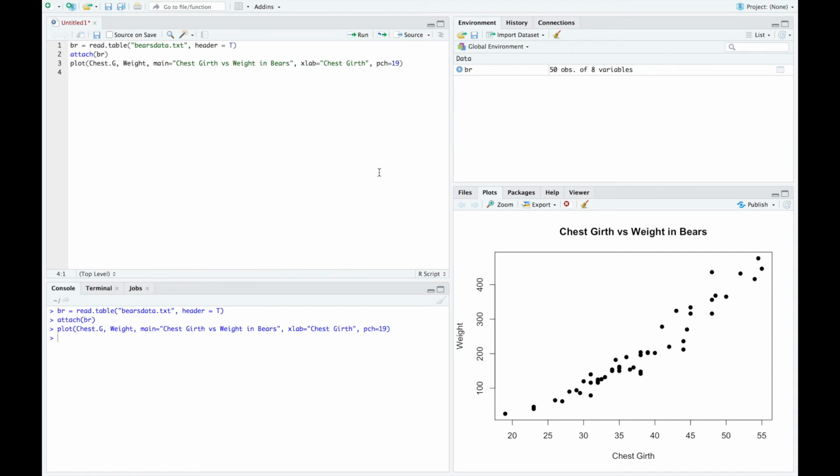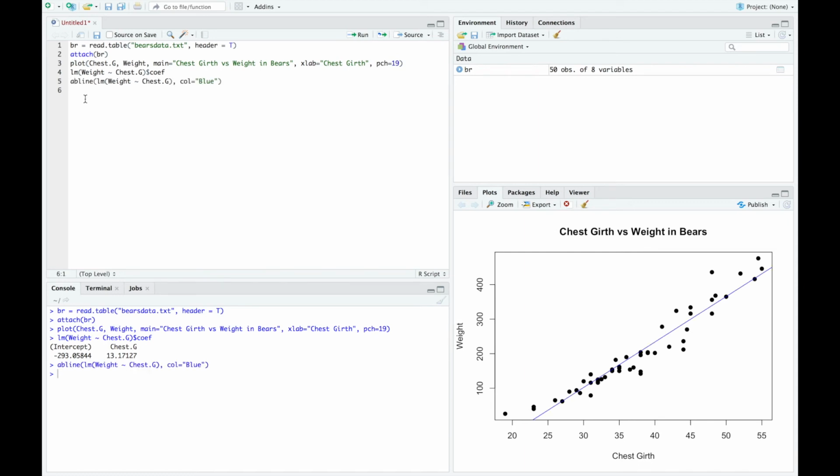In a previous video on correlation, I graphed this chest girth versus weight in bears. And now I want to add the regression line. I'm going to start by using the command lm of weight tilde chest.g, $coef. This gives me my y-intercept and my slope of my line. So the line is y equal to negative 293.05844 plus 13.17127x.